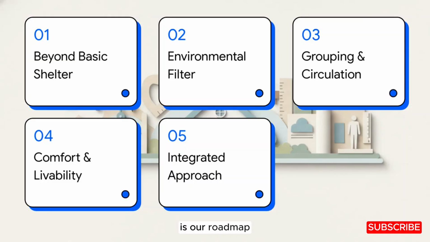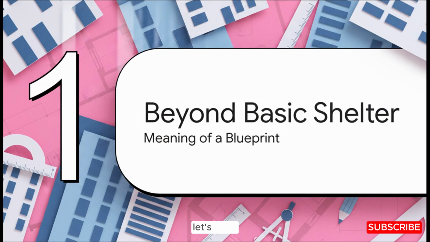Here is our roadmap for today. We'll be moving through 5 key areas: beyond the basic shelter, the environmental filter, grouping and circulation, comfort and livability, and finally, the integrated design approach. All right, let's jump right into Section 1, beyond the basic shelter, the meaning of a blueprint.